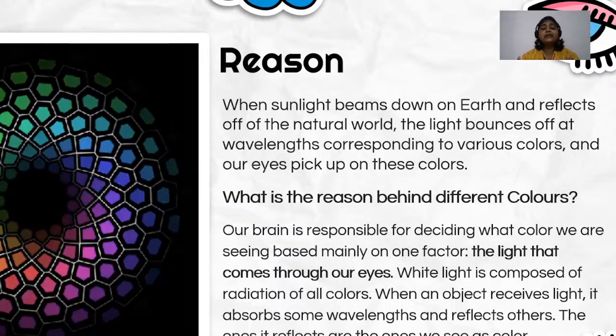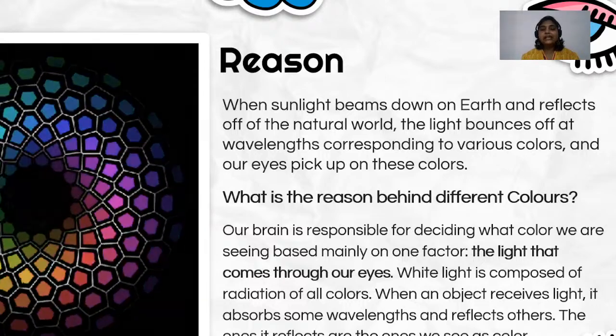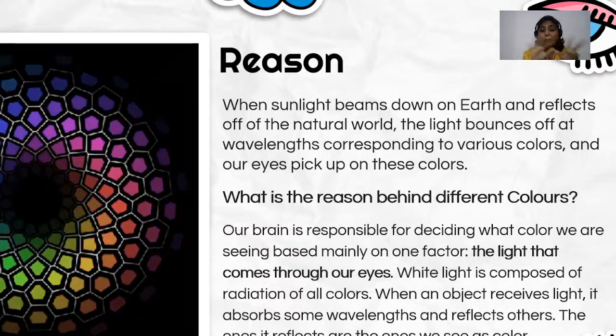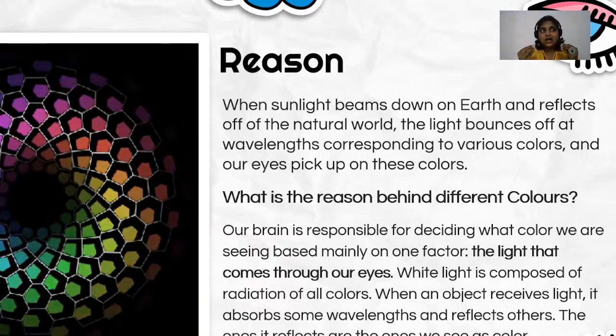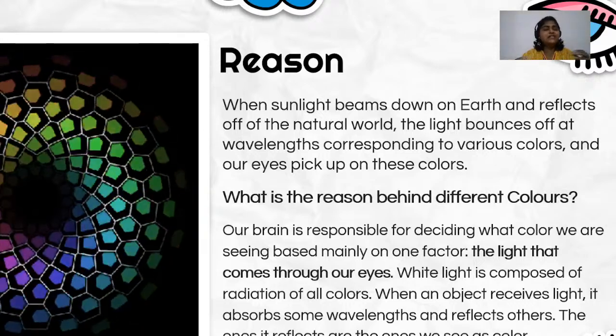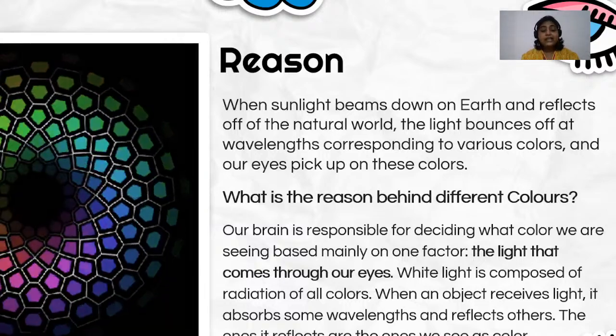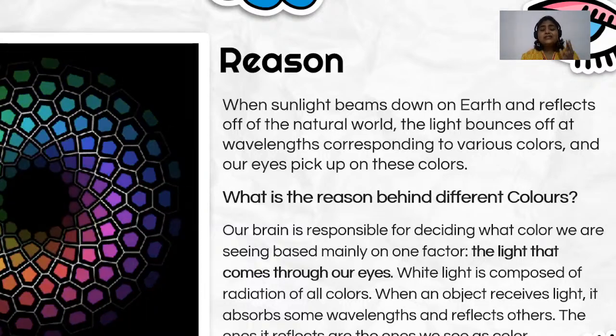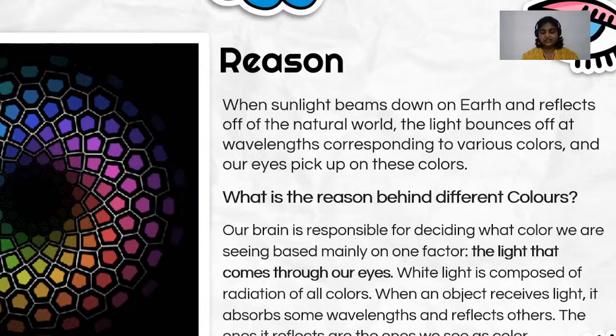Wavelength, in simple words, is the distance between two peaks with respect to a wave. So the difference between two peaks on the wave is the wavelength. Now moving to the next thing, what is the reason behind different colors?